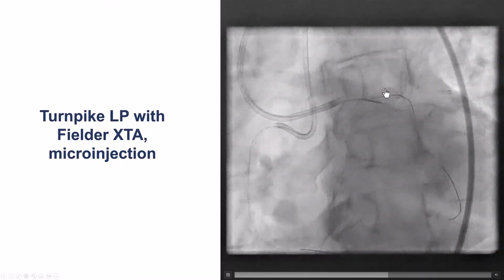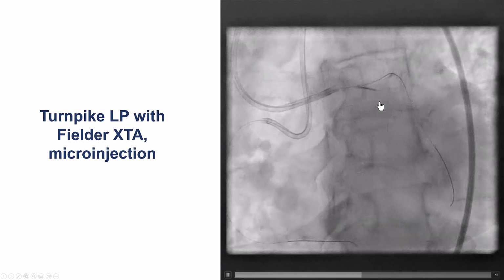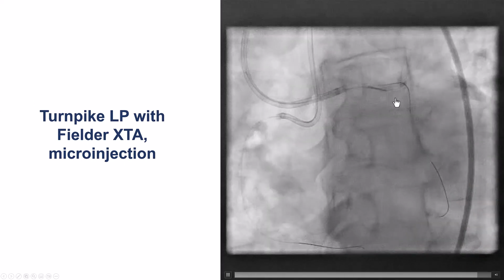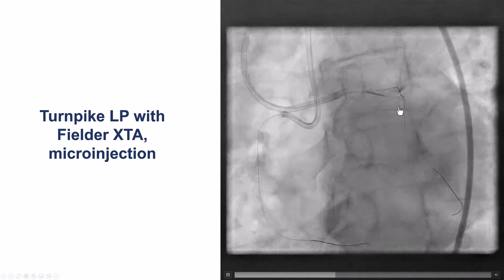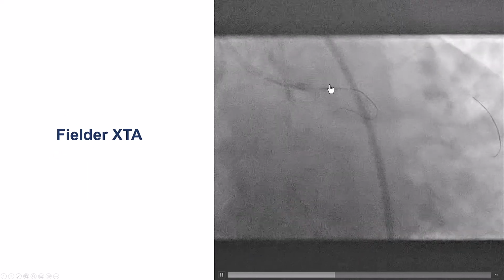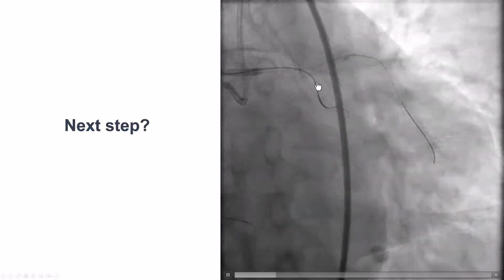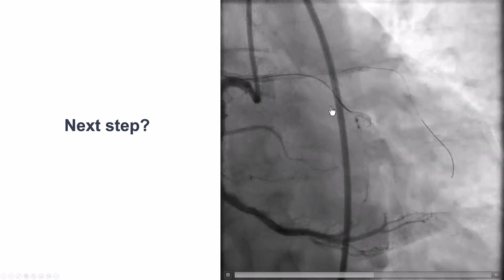We started antegrade wiring. This is a Turnpike LP. This is an injection through the LP to try to visualize, but actually the Turnpike was inside the ramus branch, was not in the proximal cap. So we redirected the microcatheter into the actual circumflex, and then I used a Filter XTA wire. And this is where we are.